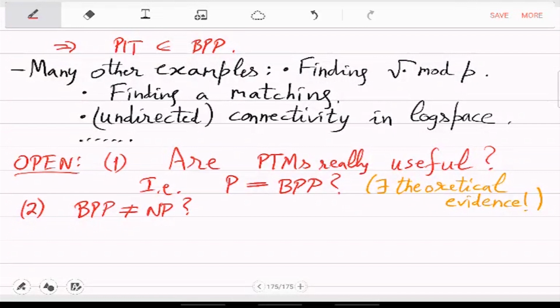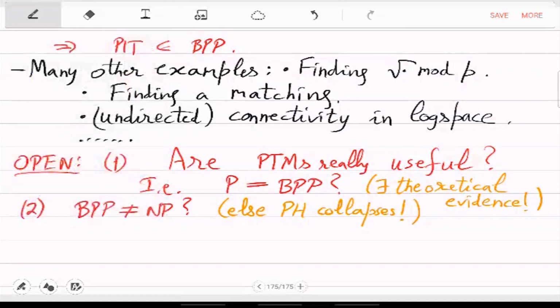Okay, so it is conjectured that BPP and NP are different. So this probabilistic certificate is much weaker than the non-deterministic certificate. In fact, later we will show that if BPP is NP, then PH collapses. So we will see later that if BPP is NP, then the polynomial hierarchy will collapse. So again, there is theoretical evidence for BPP not equal to NP.